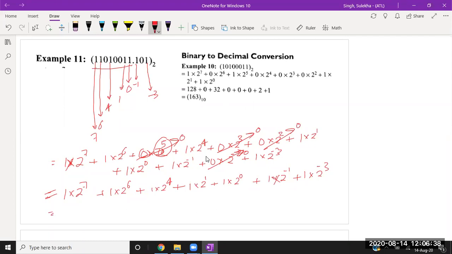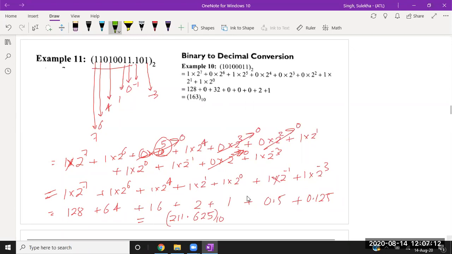If you solve this, 2 to the power 7 is 128, plus 64, plus 16, plus 2, plus 1, plus 0.5, plus 0.125. If you solve all these things, you will get 211.625, and this number is in the decimal number system. So this method is actually for conversion of any base x into the decimal number system.